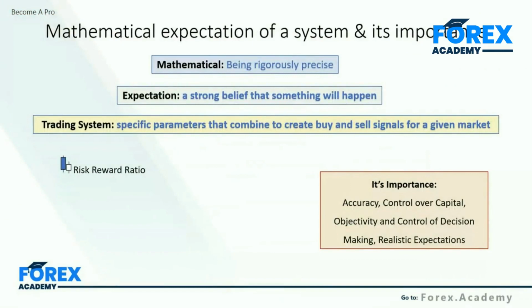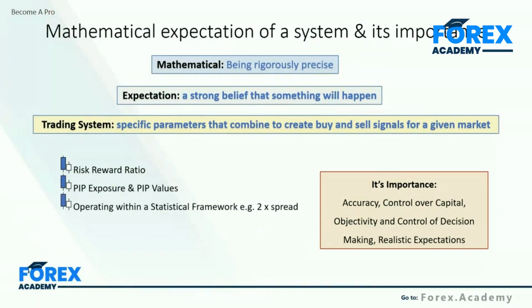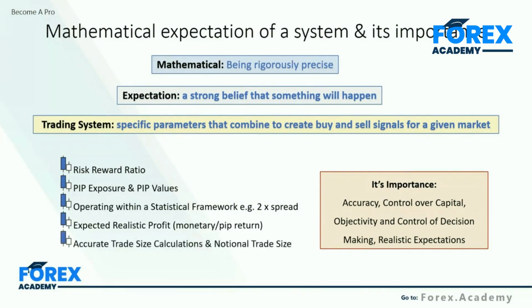So let's look at this mathematical expectation of a system and its importance. Now we'll go through risk-reward ratio, pip exposure and pip values, operating within a statistical framework, i.e. 2 times the spread is one example here, expected realistic profit, as well as accurate trade size calculations and notional trade size. Well, why is it so important?